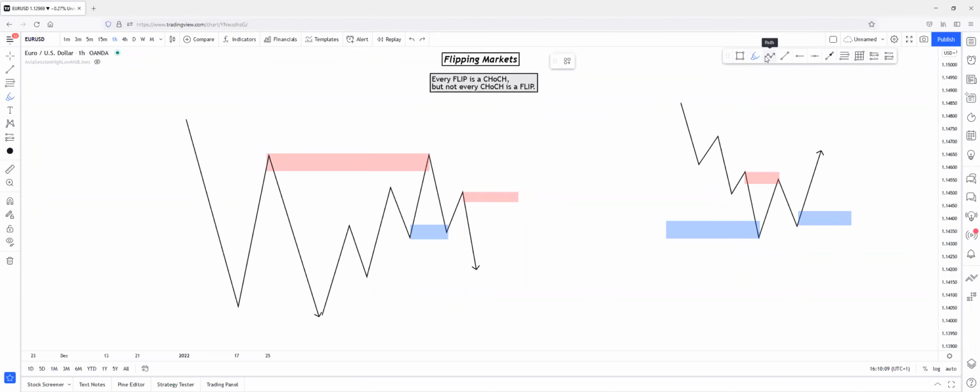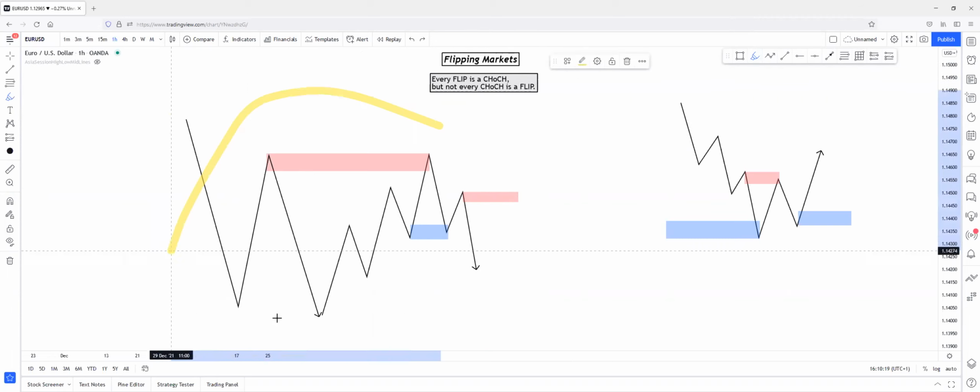This video will be about the flips. As you can see, I wrote this text right here that says every flip is a change of character, but not every change of character is a flip. What do I actually mean by this? Let's see an example.